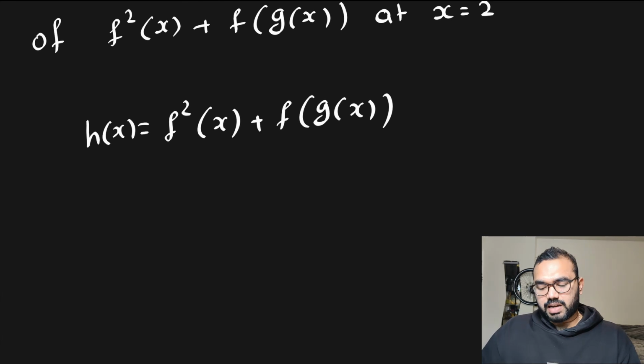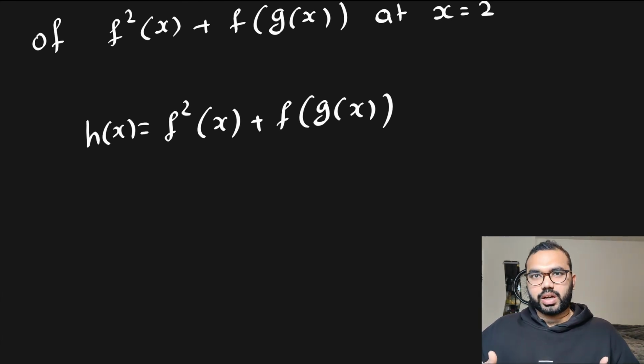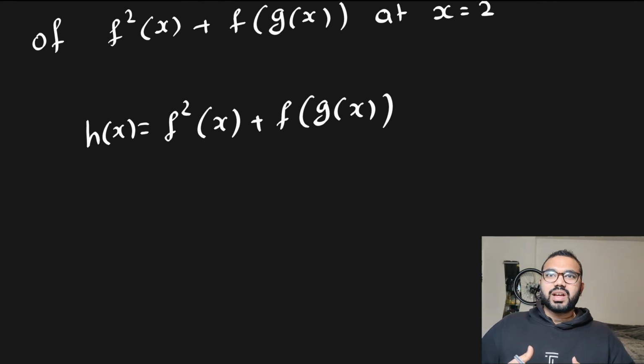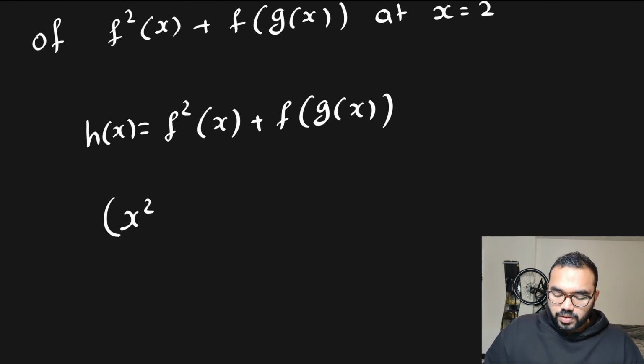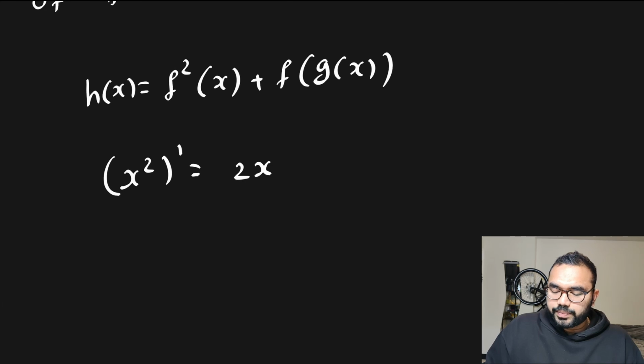How do I derive this f square of x? We know how to derive x square, but how do I derive f square of x? It's the same as x square. So derivative of x square is 2 times x. Derivative of x square is 2x, right?